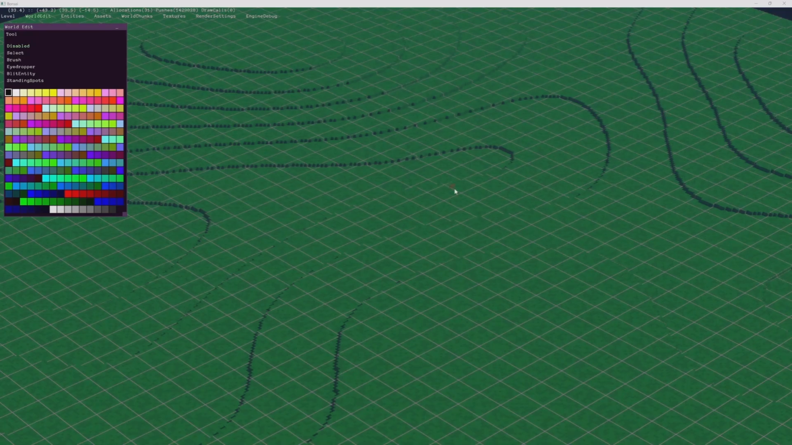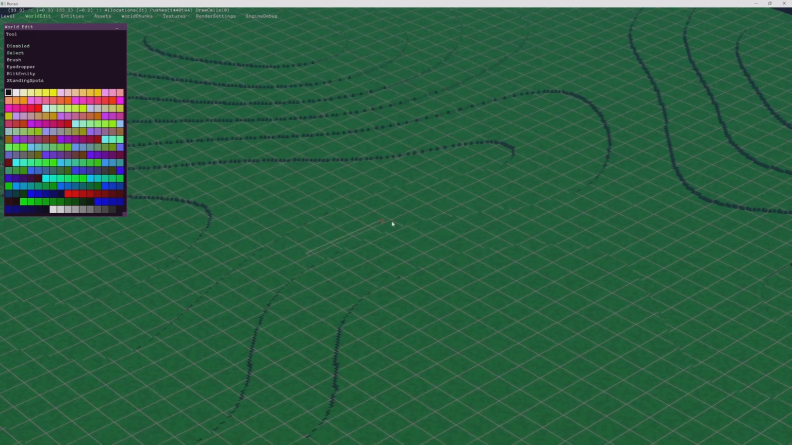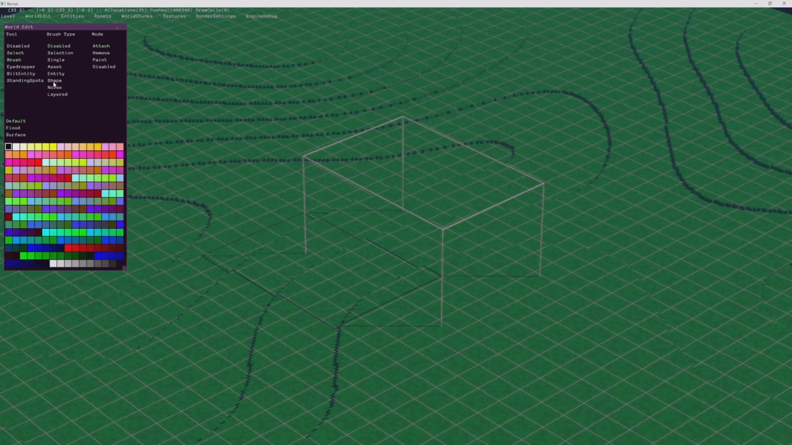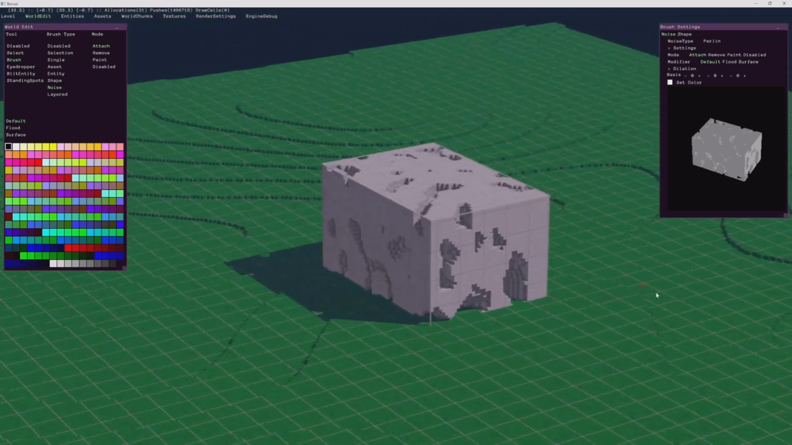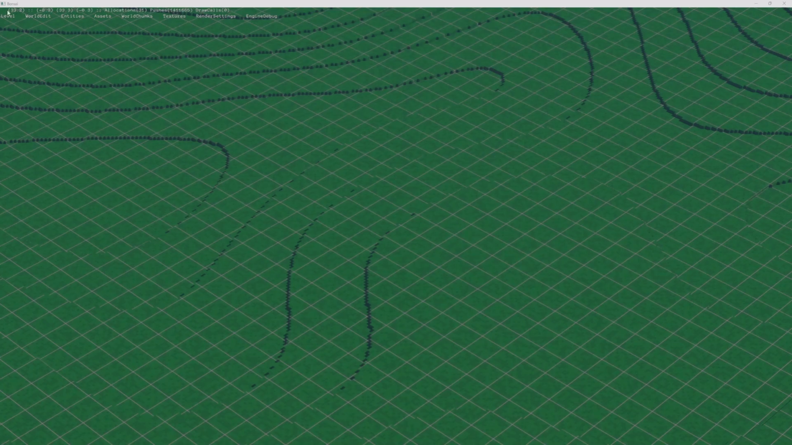So, how did I go from A to B? I started out very simply by just filling a rectangle with Perlin noise. I already had the facilities for generating Perlin noise and selecting a region, and so welding those two together was pretty easy. I then went on to do shapes.